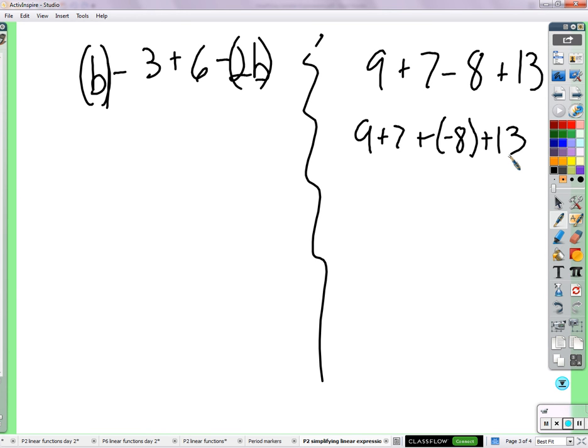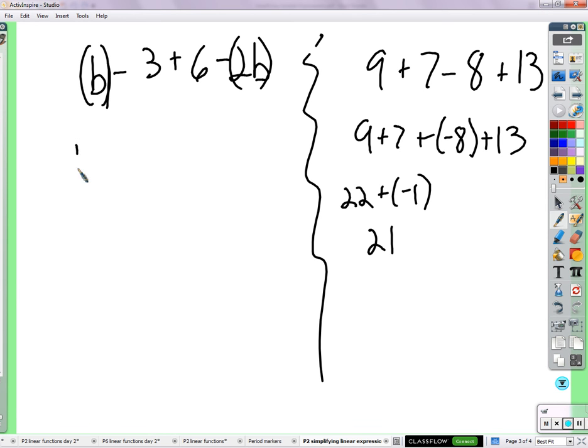So commutativity means we can move these around. I could do 9 plus 13 if I wanted to, right? And get 22. I could add 7 and negative 8, and that gives me negative 1, and together we get 21. Right? And the same thing goes over here.